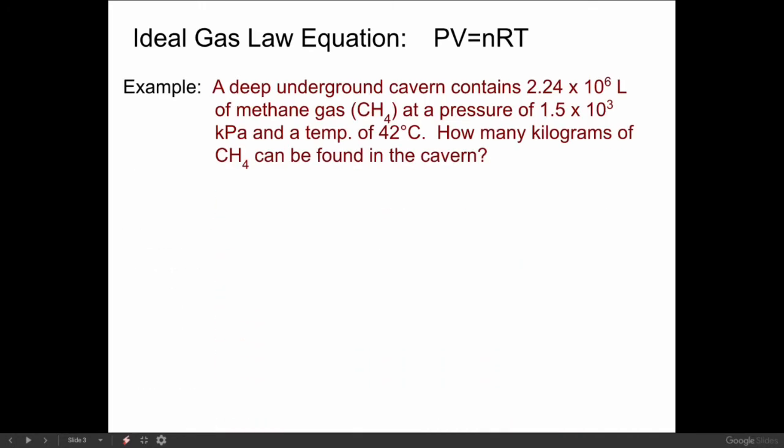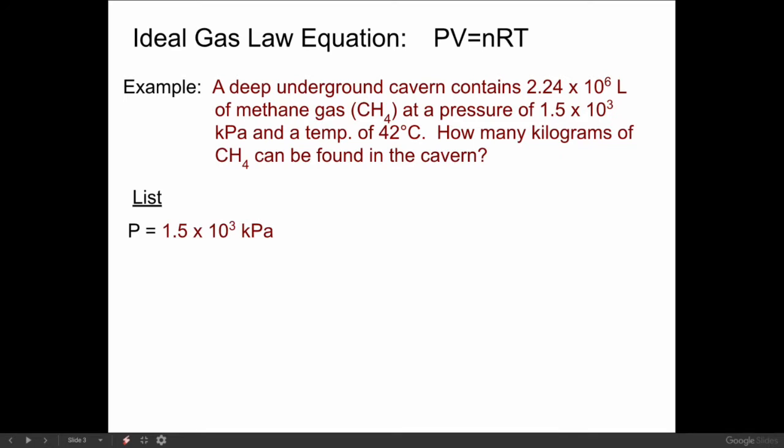So here's an example. A deep underground cavern has 2.24 times 10 to the 6 liters of methane gas at a pressure of 1.5 times 10 to the 3rd kilopascal, and the temperature at 42 degrees Celsius. Notice that in the units that had Kelvin, yes, with gas laws, always convert temperature to Kelvin. Now we want to determine how many kilograms of methane are in this cavern. Well, here's the cool thing. We can solve for the number of moles.